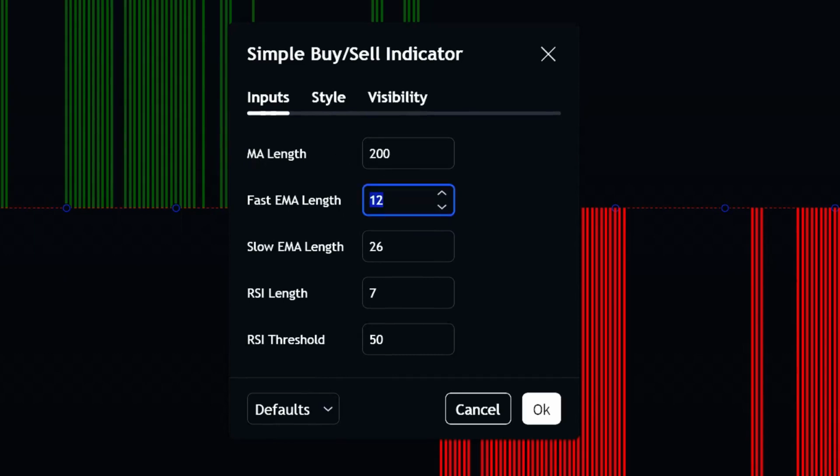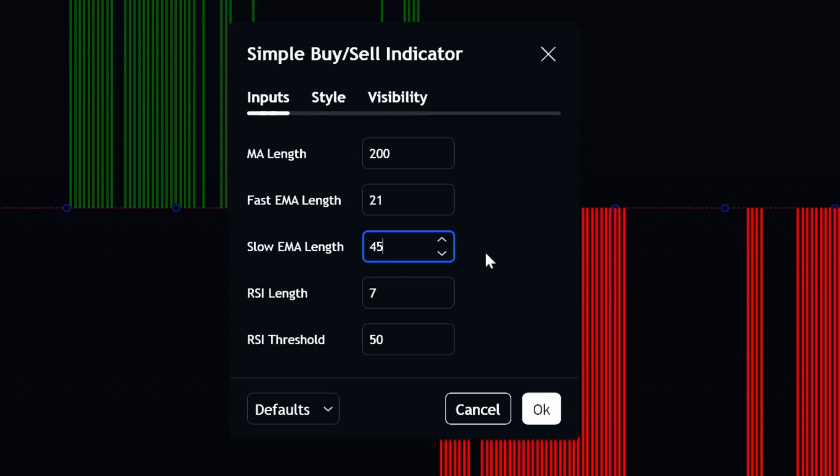Then change the fast EMA length to 21 and the slow EMA length to 45. The fast EMA reacts more quickly to price changes, while the slow EMA provides a smoother line. By adjusting these lengths, we can fine-tune the indicator to give us better signals. Next, change the RSI length to 9.